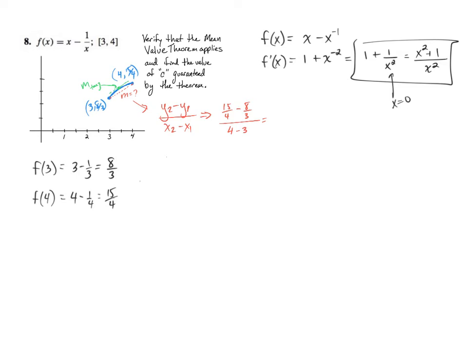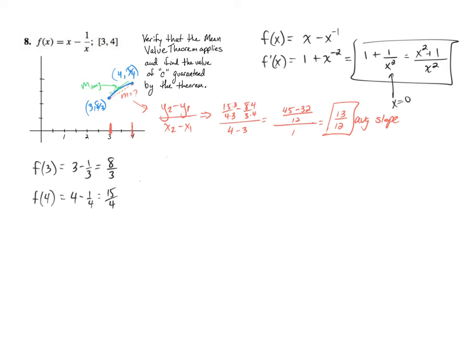So 15/4 minus 8/3, let's get a common denominator of 12 there. We're going to multiply this by 3 and this by 4. And so we get 45 minus 32 over 12, all over 1, which is 13 over 12. So that's the average slope, the average rate of change between those 2 points. And what the mean value theorem says is somewhere between 3 and 4, somewhere between here and here, the curve must achieve a slope of 13/12 somewhere along the way.